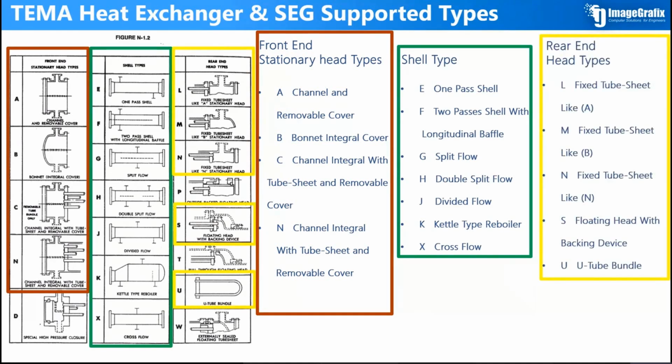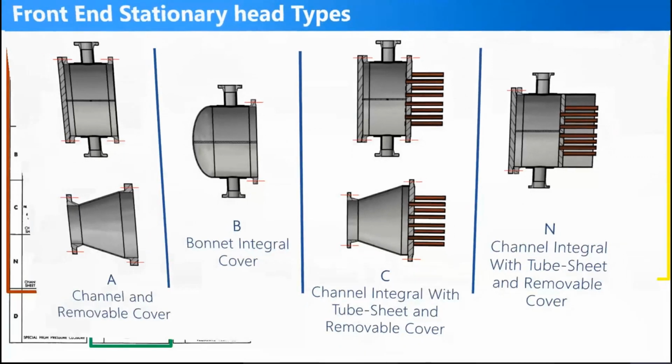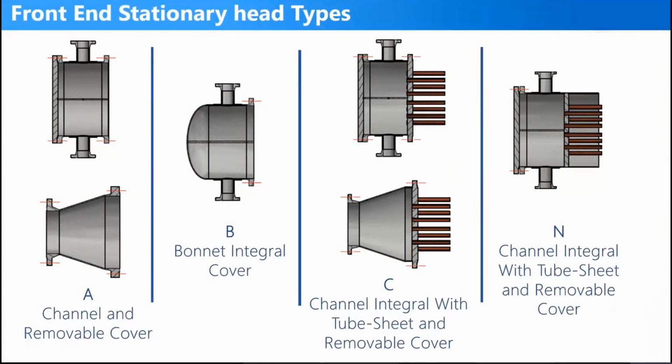For the front end, as you can see, on the A type, for example, you have two different cases, and if you would like to make a modification or generate an odd shape, you can do it by creating the items separately on the SEG tree, and we will discuss that inshallah. And for example, for the C type, the channel integral with tube sheet and the cover, so you can generate those types for the front end.